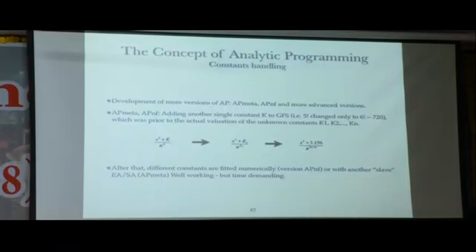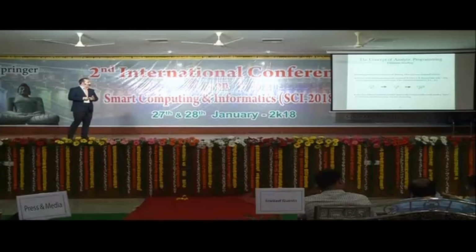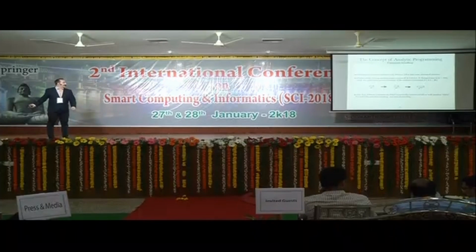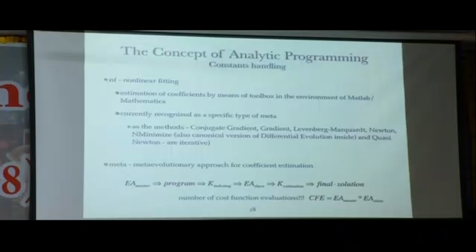Basically, it's called analytic programming basic, where you just put a few constants, like direct values like 2.0 or 3, into the general function set. Or you can use a so-called meta or nonlinear fitting process, which means that you are using some clever toolbox from MATLAB or Mathematica, which will fit the best values of these constants. Or, what is interesting, you can use so-called meta evolution, which means that you are using a secondary evolution algorithm, which will find you the best values for the constants inside your program.